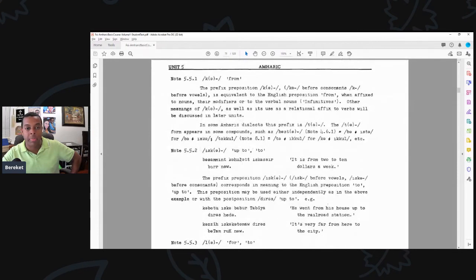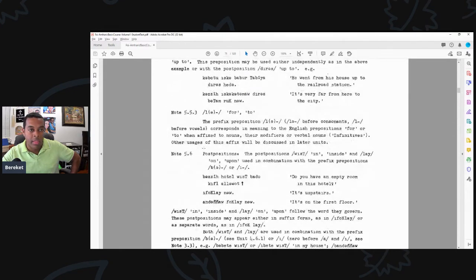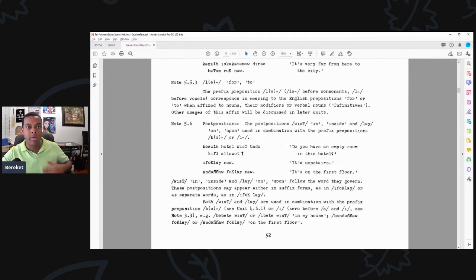But these can also be used separately too. And sometimes you'll see both. And then the preposition la is more for or to, not in a directional sense like with iska, but just more, I guess, a little more abstract, just to or for.